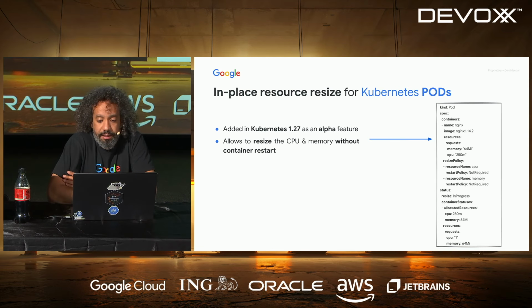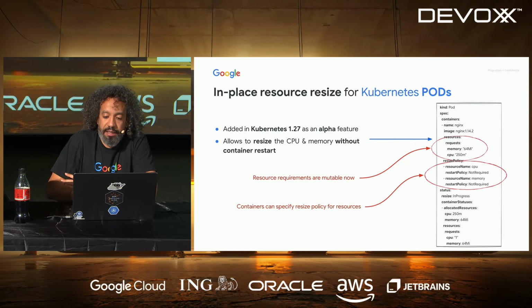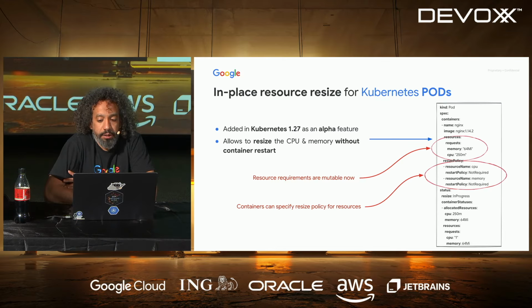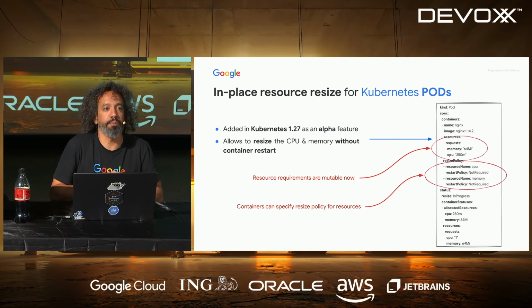This basically means that now we have mutable resource requests and limits, so we can change them. And we added this resize policy, which allows you to define what happens when CPU gets resized and when memory gets resized. And the two possible values are either NotRequired or RestartContainer. So you have the control, right? Before, by default, even if there was technically no policy, the behavior was to restart the pod, right?